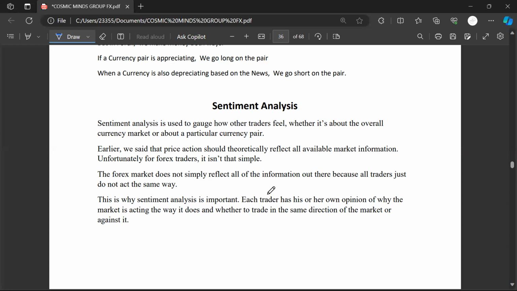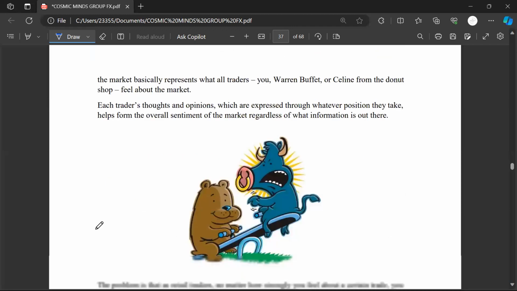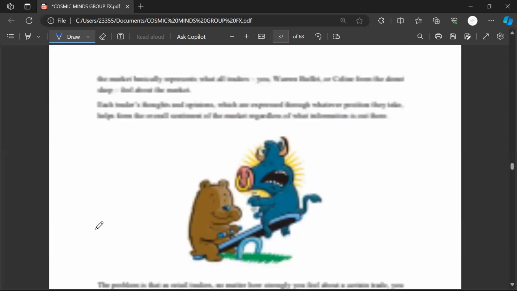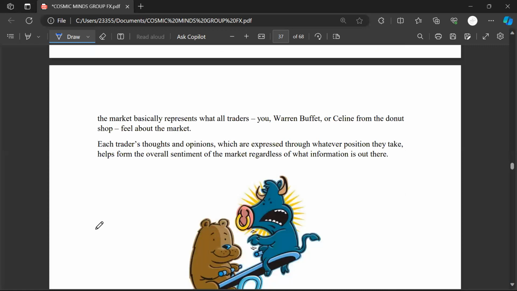Now, the Forex market does not simply reflect all the information out there, because all traders do not act the same way. You do not see things the same way. We said earlier, some people will be seeing buying potential, others selling potential. This is why sentiment analysis is important. Each trader has his or her own opinion of why the market is acting the way it does and whether to trade in the same direction as the market or against it, right? So sentiment is about emotion, what people think, and this is usually found among traders.